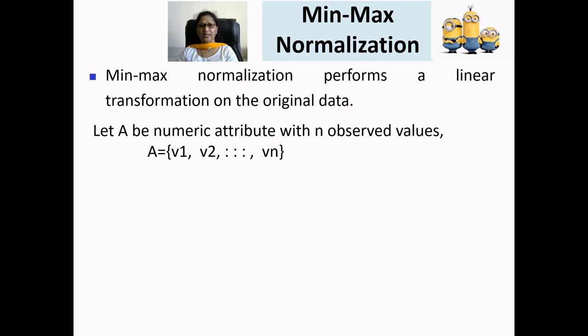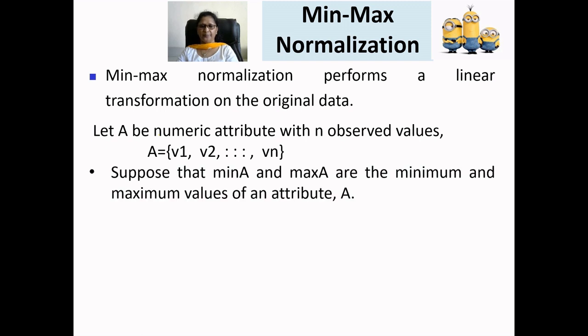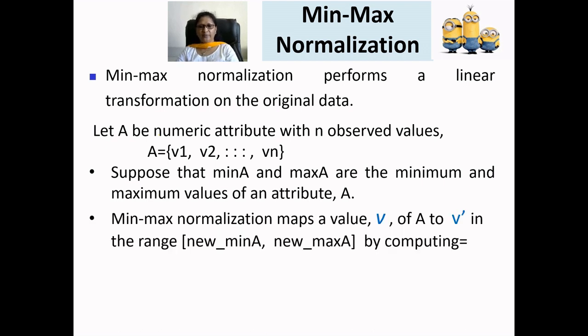So let's consider A as a numeric attribute with some n observed values, say V1, V2 up to Vn. And say min A is the minimum for the earlier range of attribute values and max A is the maximum among these attribute values. Now we are going to map each of these values to a new range. Say V is the earlier value and we want to compute its newer value, that is V dash. And the new range is new min A to new max A.